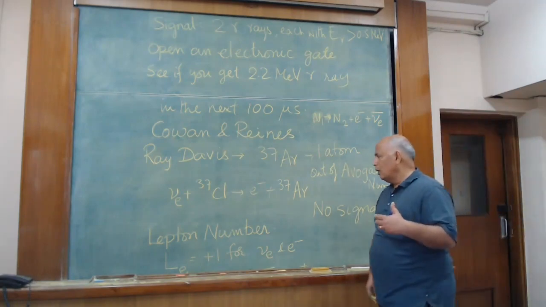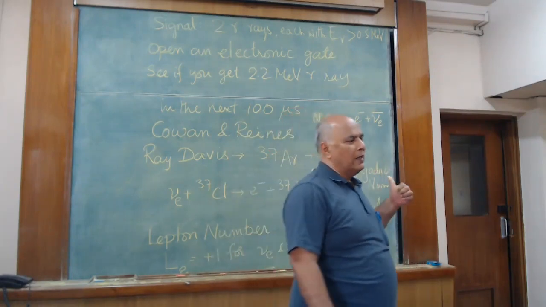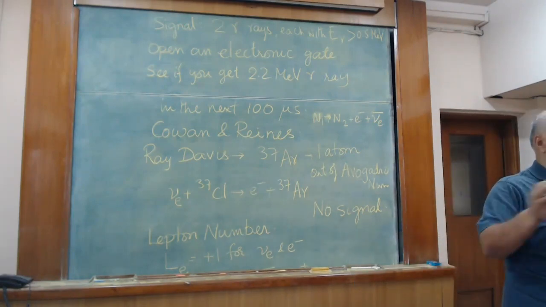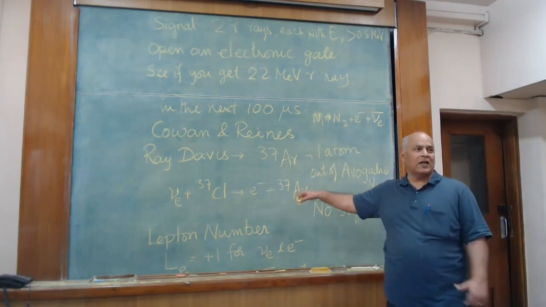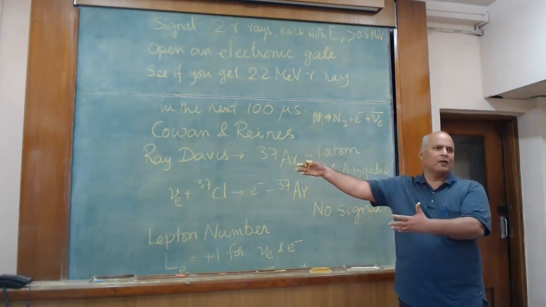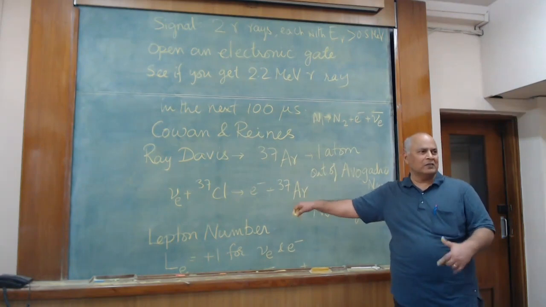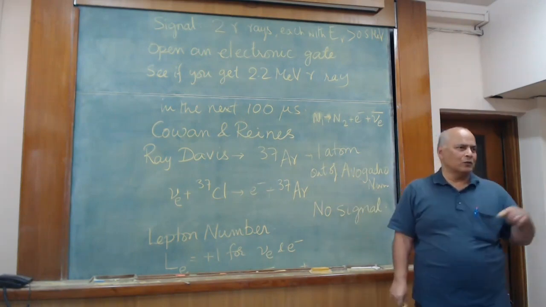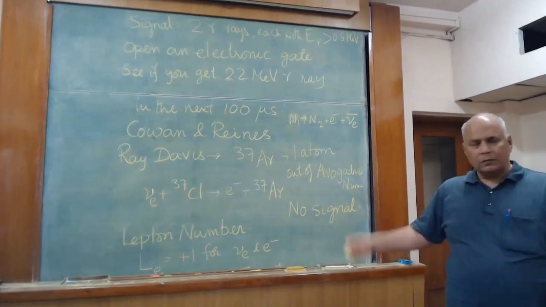So the reactor is putting out antineutrinos, and the Cowan-Reines reaction, where the final state has Le equal to -1, could be driven by antineutrinos. But the Davis reaction, which has final state Le equal to +1, could not be driven by the antineutrinos that were being put out by the reactors.